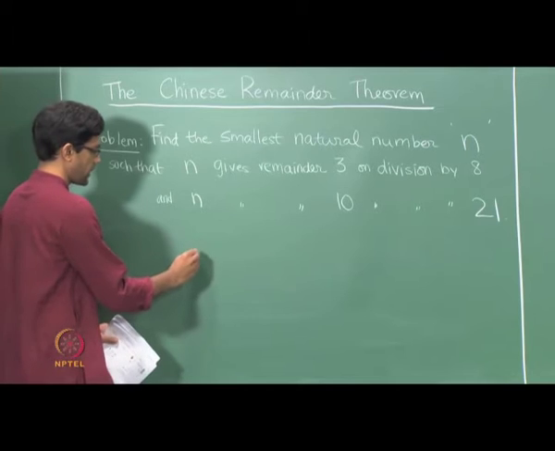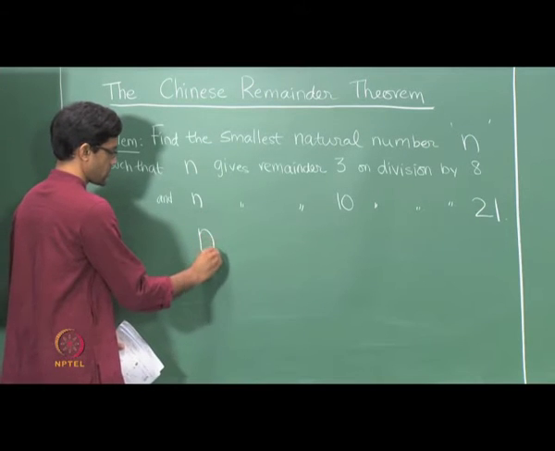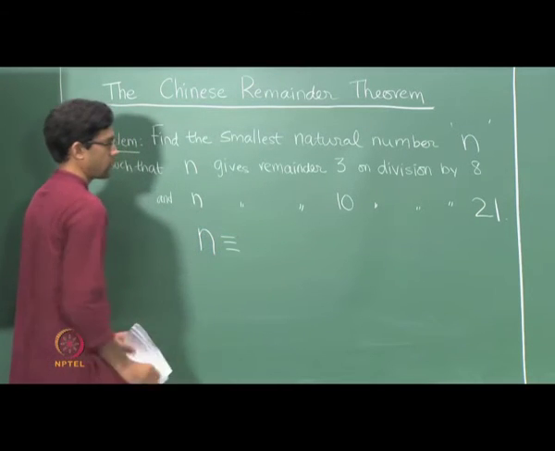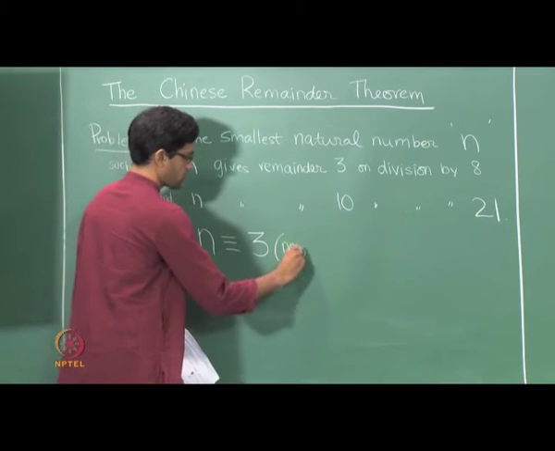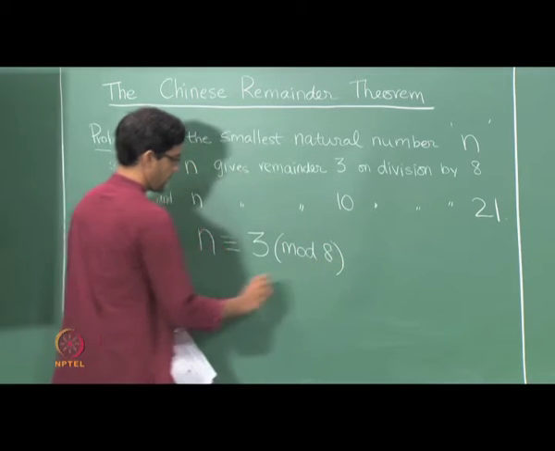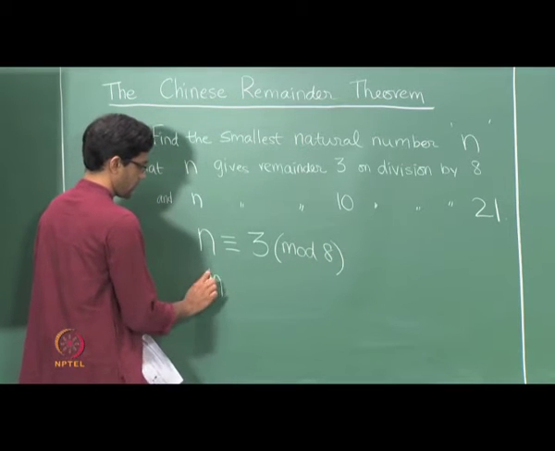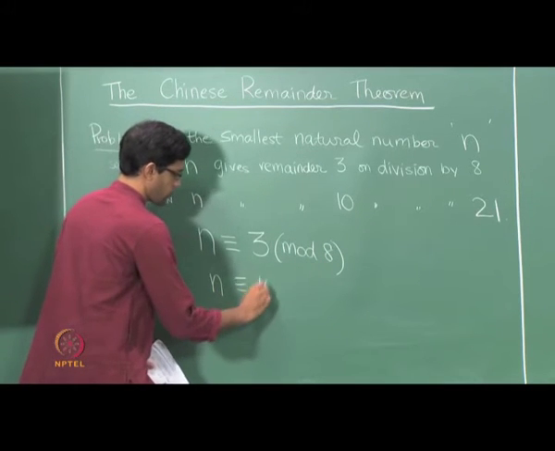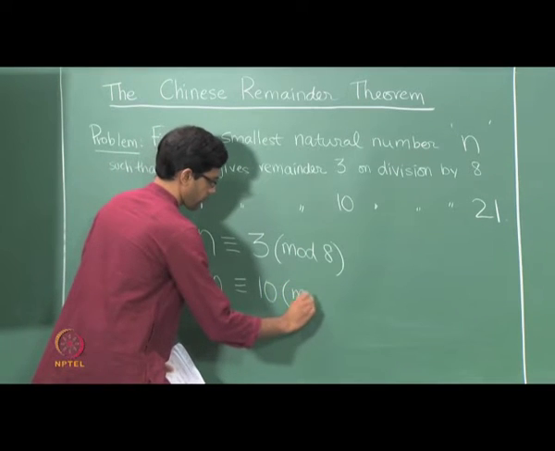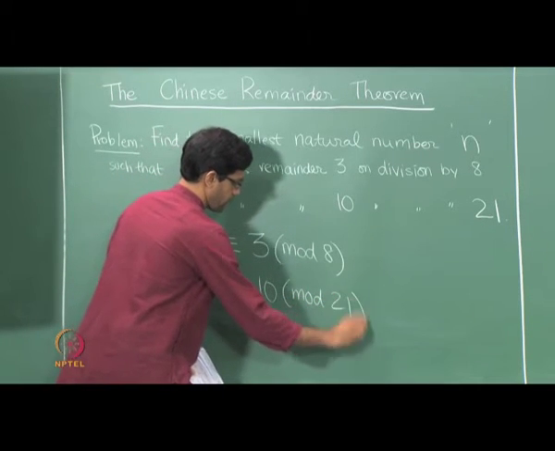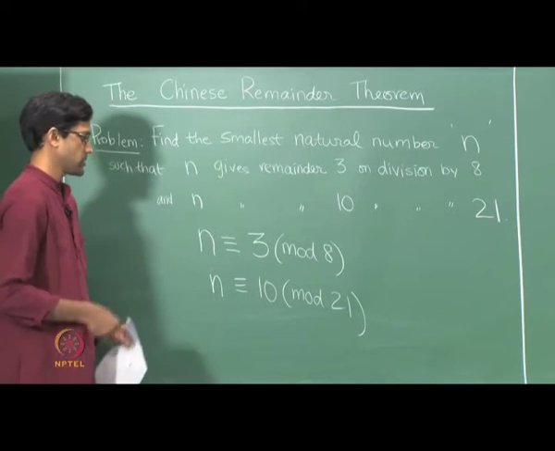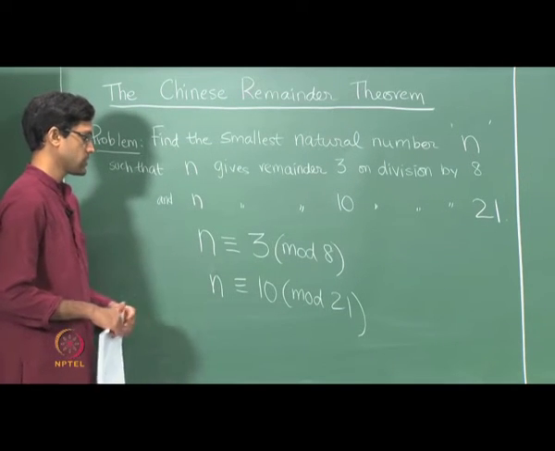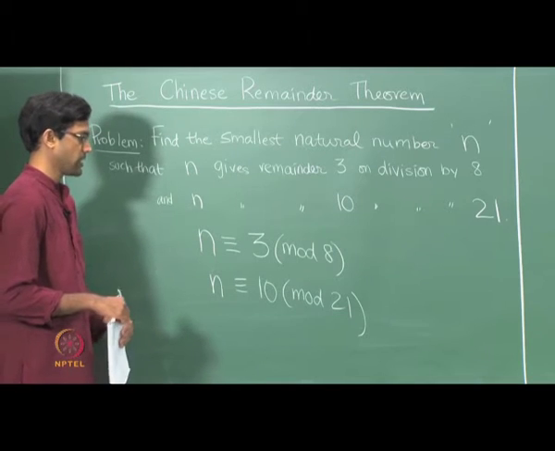So firstly, let's rewrite this using our notation of congruences. Recall the first condition just becomes n is congruent to 3 modulo 8, and the second condition is that n is congruent to 10 modulo 21. And so this is really a system of simultaneous congruences. Okay, we are trying to solve two congruences which need to be simultaneously true.